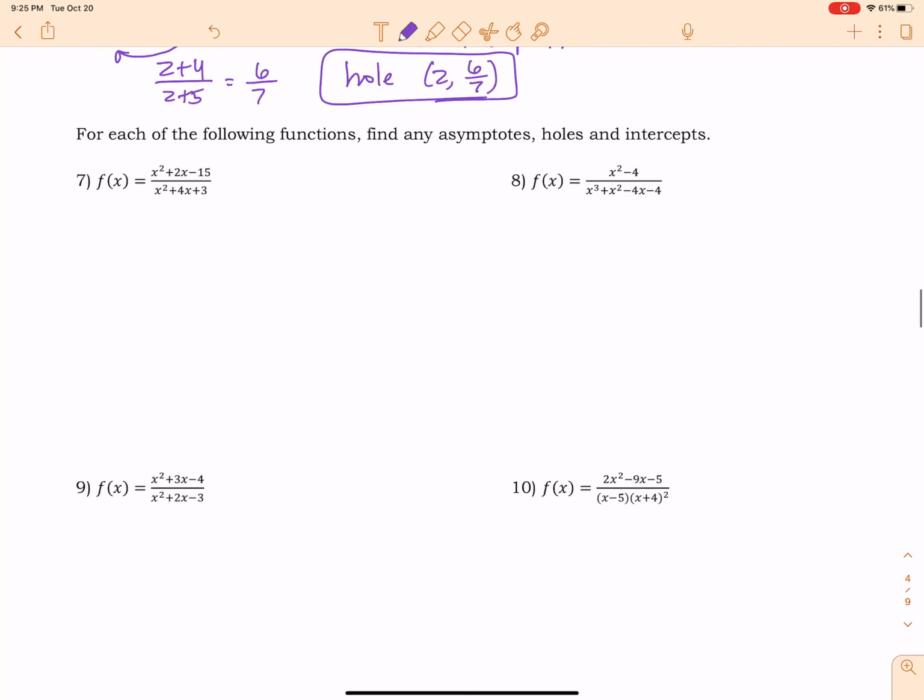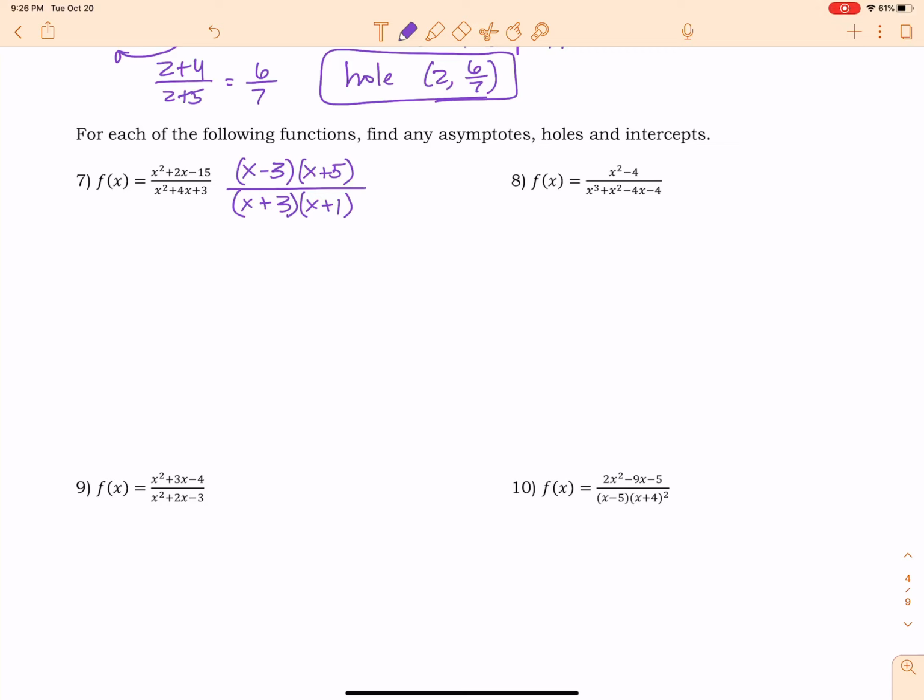I know you're excited. All right, number 7. Very first thing we do, we are going to factor this. X and X, 3 and 5, positive and negative. X and X, positive 3, positive 1. Okay, are there any holes in this particular situation? No, because there's no reducing going on. So for this particular example, we have no holes.